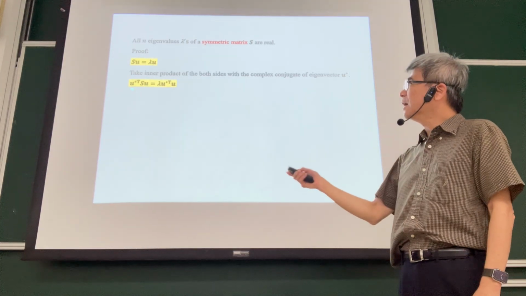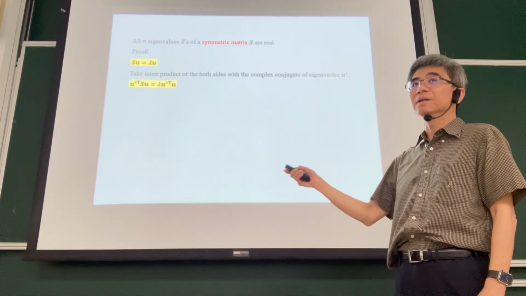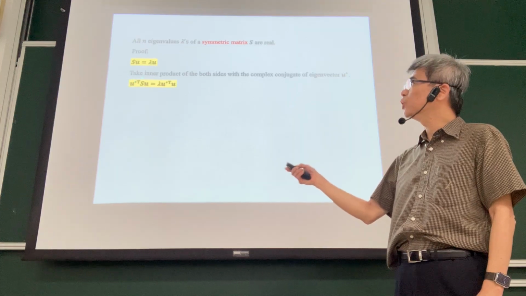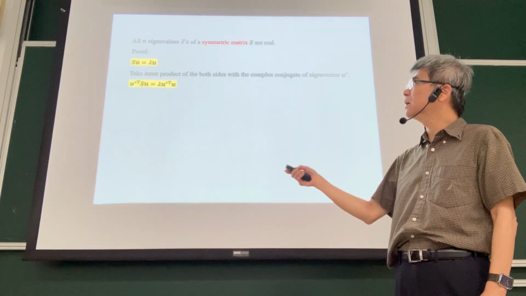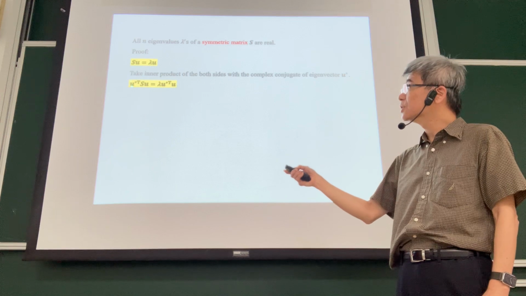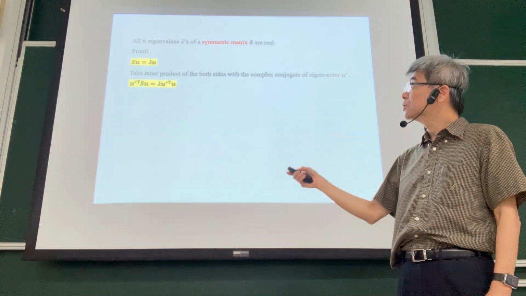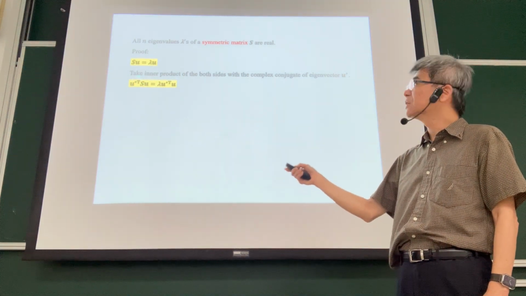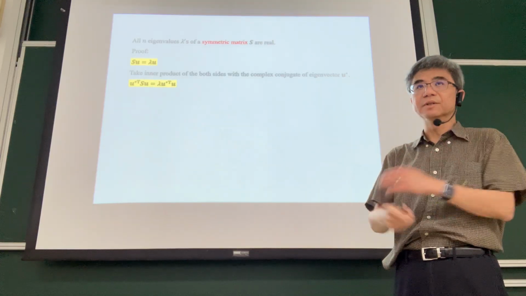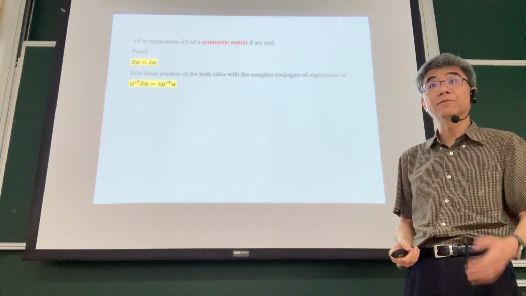So anyway, I take the complex conjugate of the vector and take a transpose so that when you multiply this, this U star becomes a row. So a row times a matrix times a column becomes a number. Is that okay? We call it a form, quadratic form.